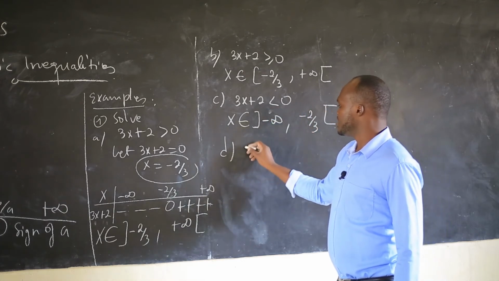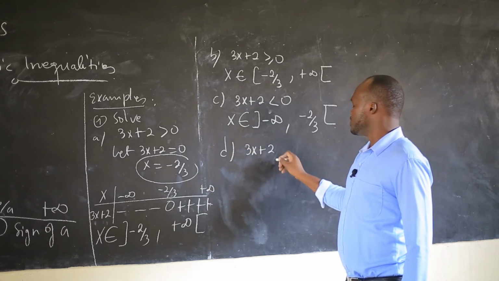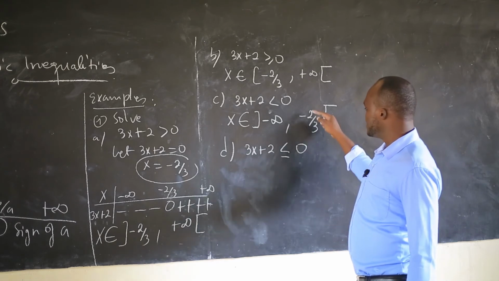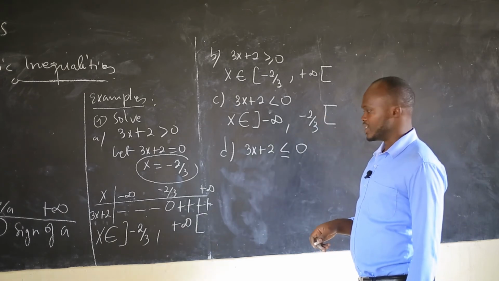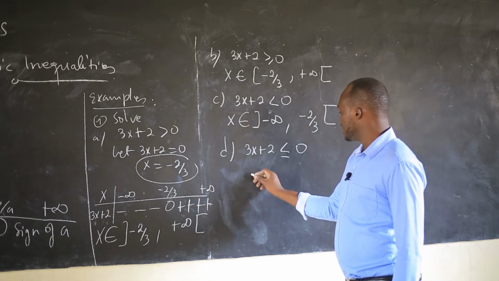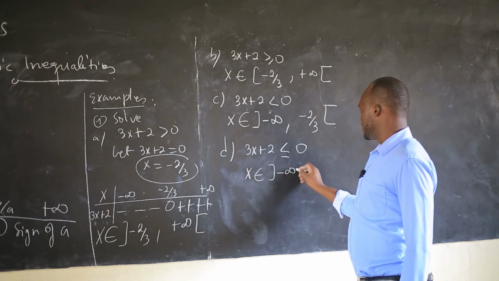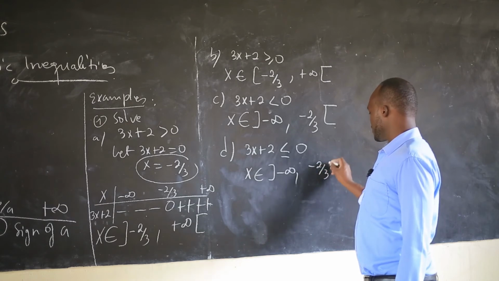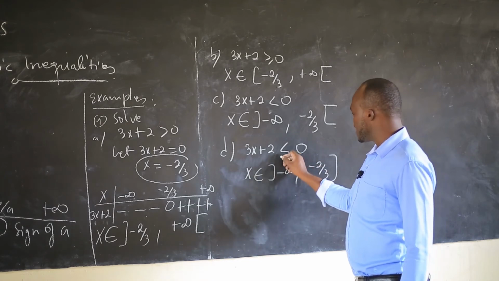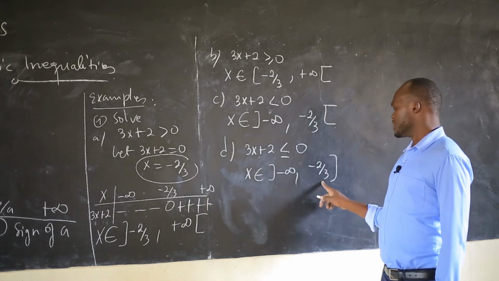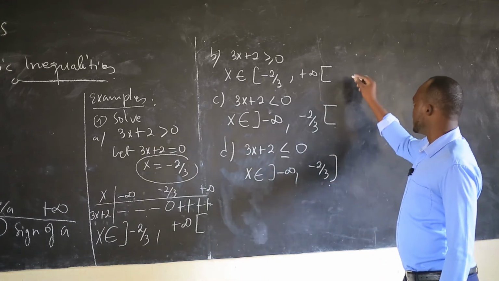For D, we have 3x plus 2 less or equal to 0. Since it is less or equal to 0, this negative 2 over 3 will be included. So x will be a member of negative infinity to negative 2 over 3 included, because since it is less or equal to 0, the value of x that gives us 0 is included. So that's why it is included here.